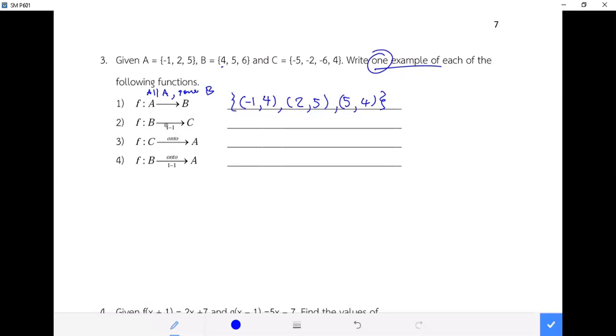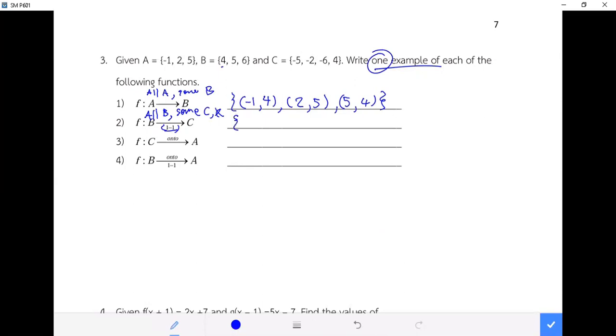B to C, and it must be 1 to 1. So you have to use all B, right? 1 to 1 means you have to use some of C, but C will never be repeated because you want it to be 1 to 1. Some C, but C should not be repeated. Okay, just cross like that.